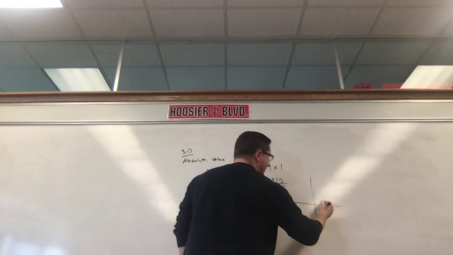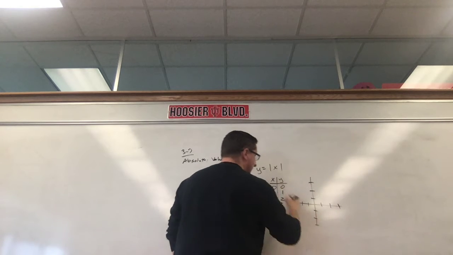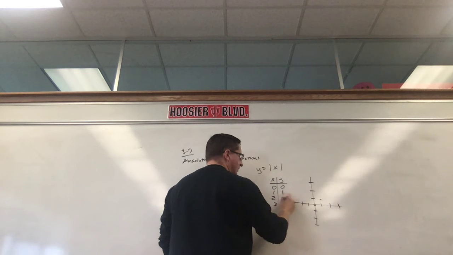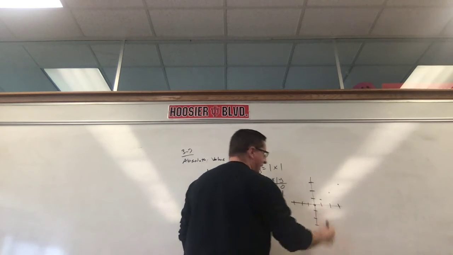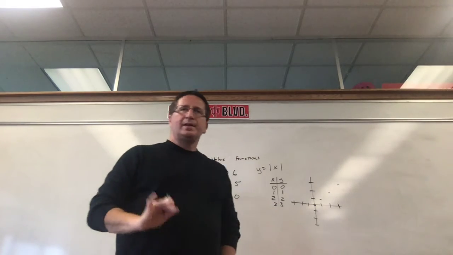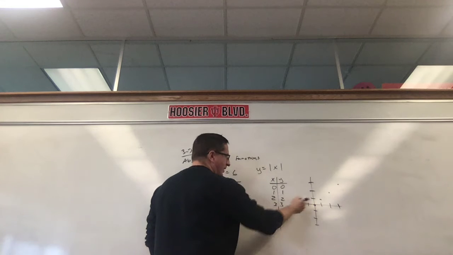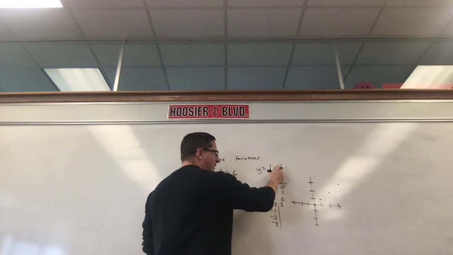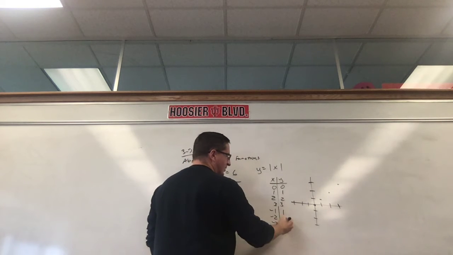So if I graph these, 0, 0 is right in the middle, 1, 1 is right 1 up 1, 2, 2 is right 2 up 2, 3, 3 is right 3 up 3. So far it looks like a line. It's not, okay? If I plug in 3 more values, let's plug in some negative numbers: -1, -2, and -3. The absolute value of -1 is 1. -2's absolute value is 2. -3's absolute value is 3.